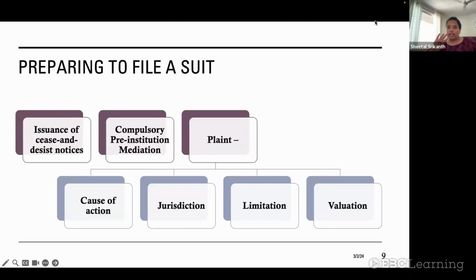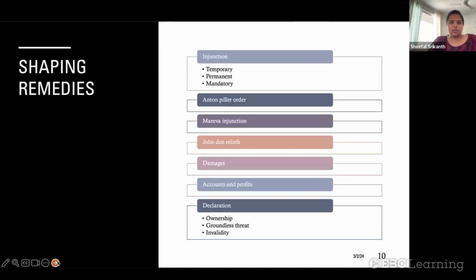If I don't file the case within those 3 years, I'll completely lose the right to file a case at all. So this law of limitation applies to intellectual property as well, right? So you have to ensure that your litigation is being commenced within what we call the limitation period. And the last one is valuation. So you have to value the suit properly and bring it before the correct court. I'll speak about valuation of reliefs next.